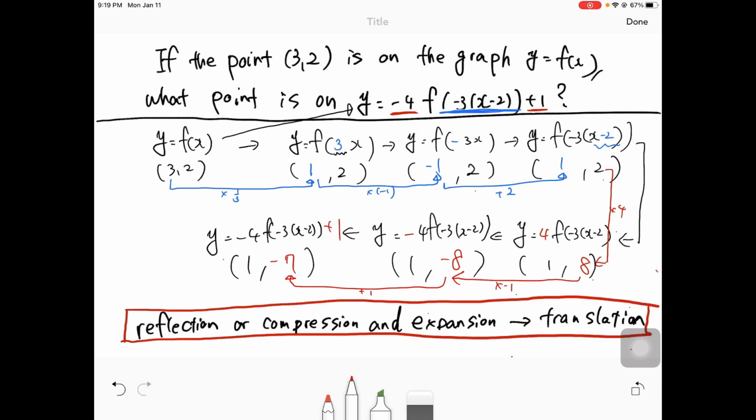Then you succeeded in transforming from f of x to y equals -4 times f of -3 times x minus 2 plus 1. If you have any questions about what I did, for example, like here, that's all about reflection, compression, expansion, and translation. If you have a question about them, please check out my previous video.